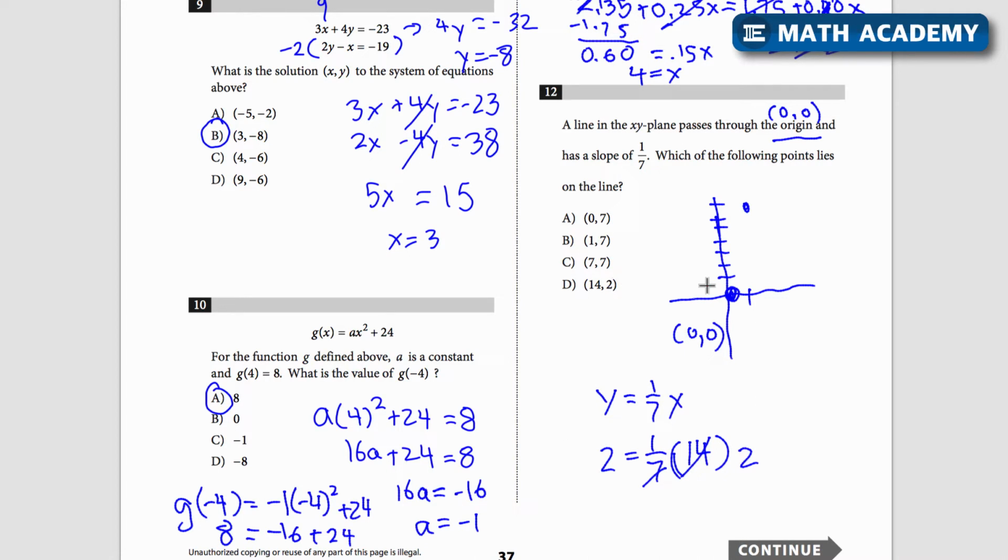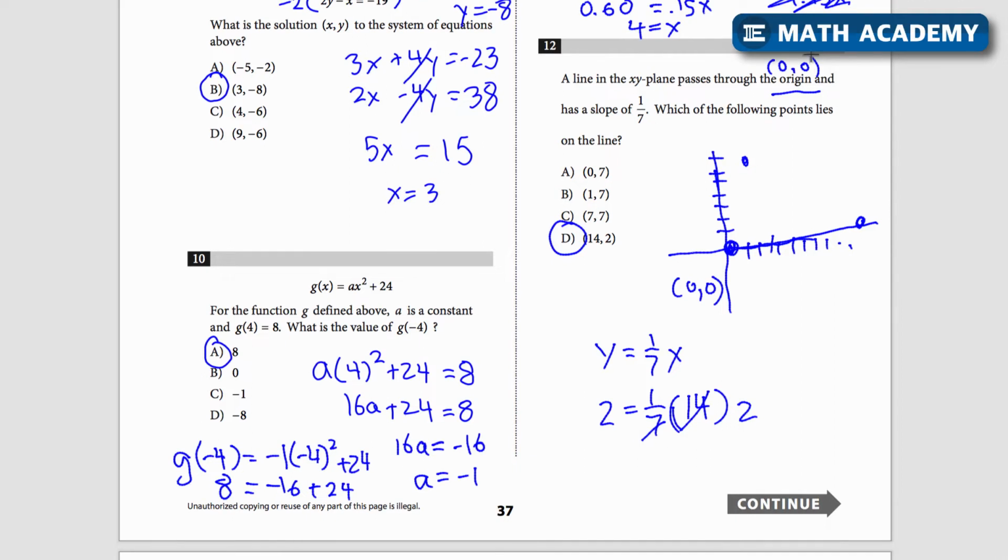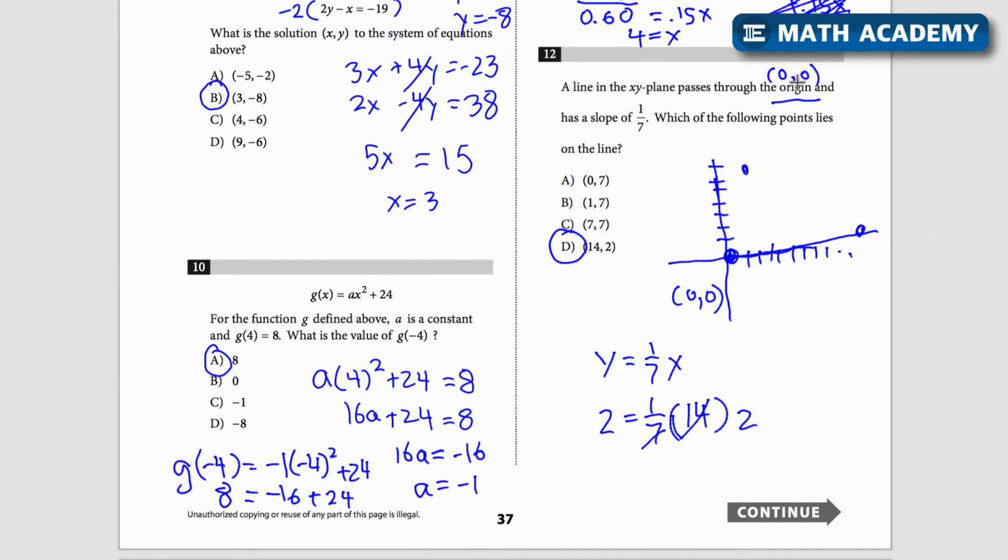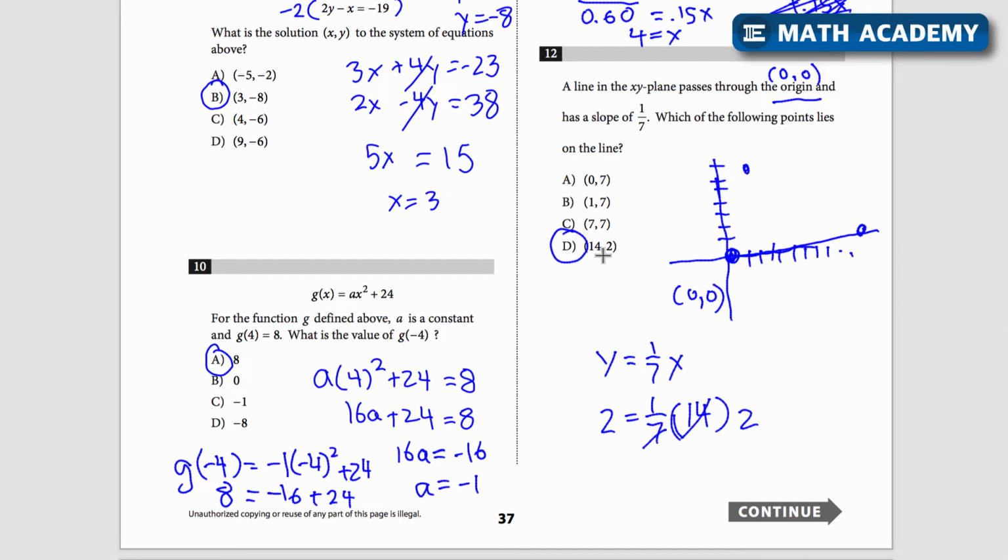So that would work. And just to see where that would be on the graph, I'd go over 14. Let's just pretend that's 14. I go up 2. So here's the line. It's going to have a slope of 1/7. So D's the answer. Again, that origin point that's given, use 0, 0, because that can help you in a lot of problems with lines.